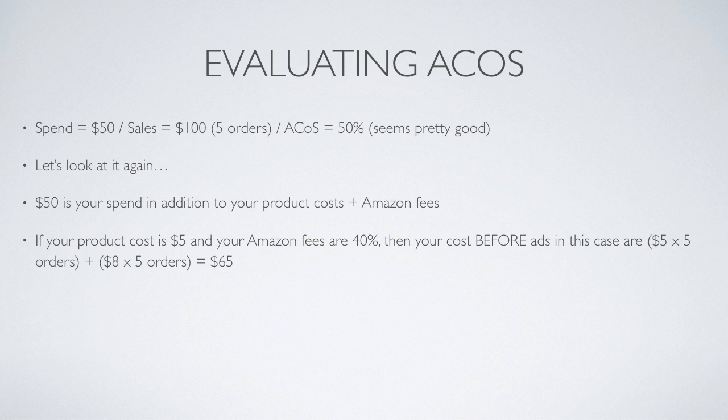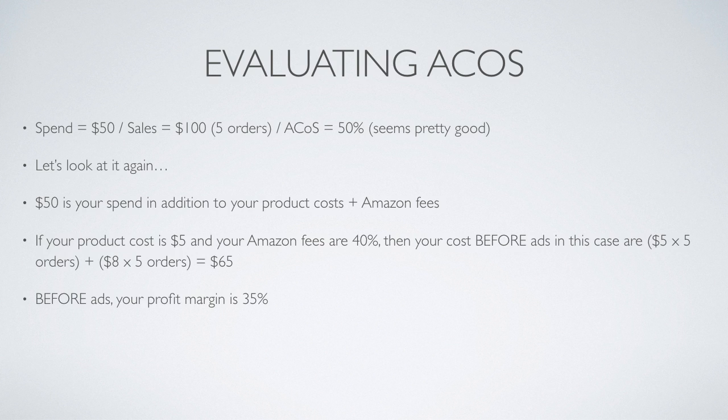Then your cost before ads in this case is $5 times 5 orders plus $8 times 5 orders. So the $5 is your product cost, and of course if there are 5 orders you multiply that by 5, plus $8, which is your Amazon fees, because if your selling price is $20, then the 40% which Amazon is taking is around $8. And again, because there are 5 orders, you multiply that by 5. So now your costs, just for the production cost, shipping, and then your Amazon fees, total in this case $65.